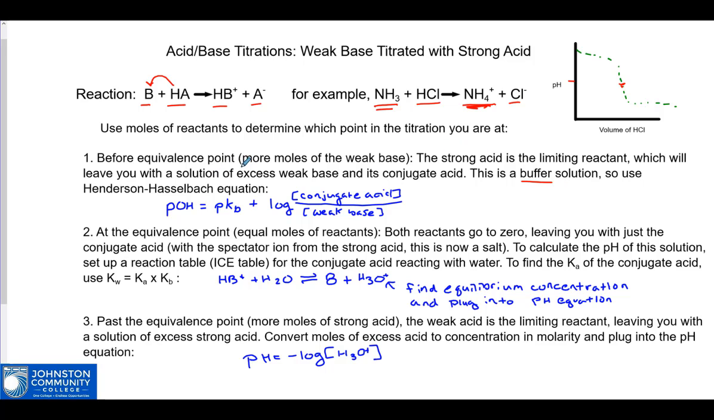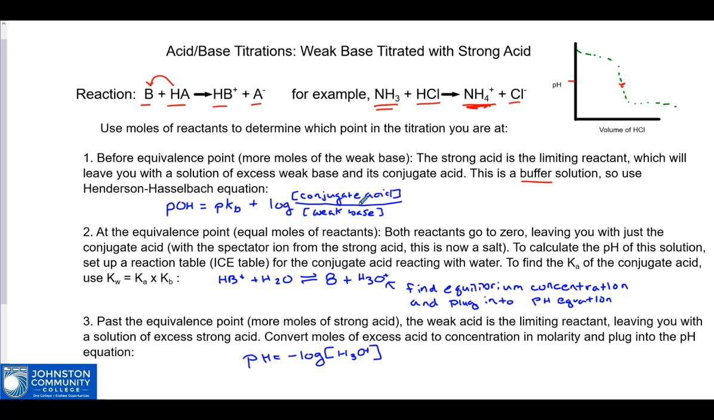The Henderson-Hasselbalch equation for the pH of a buffer based off of a weak base is that the pOH is equal to the pKb plus the log of the conjugate acid over the weak base. And these can either be in molarities or in moles, as long as they're both in the same unit.